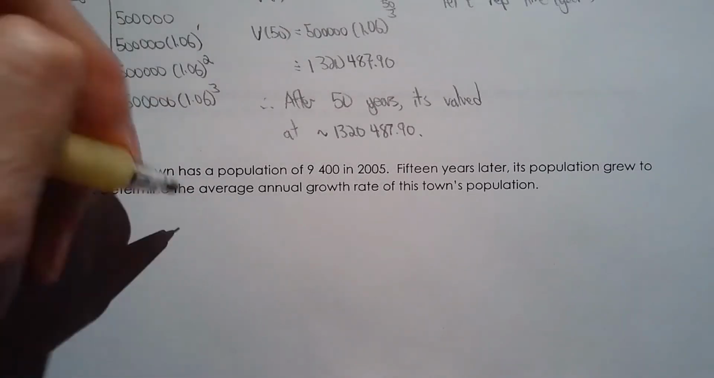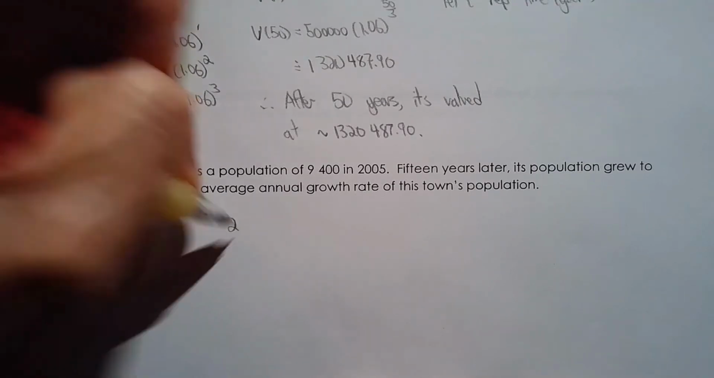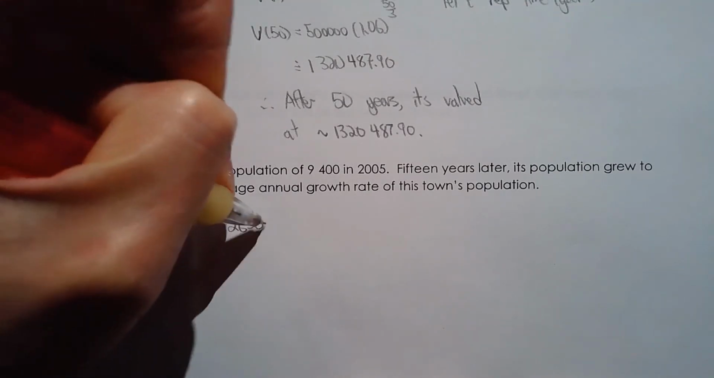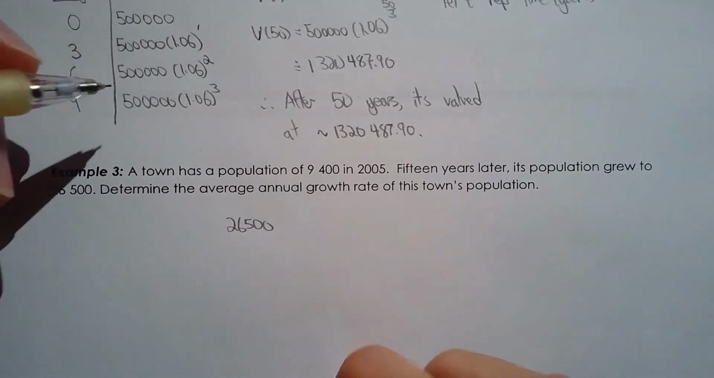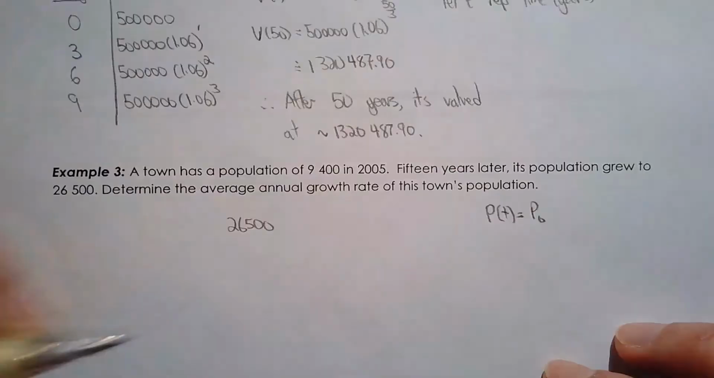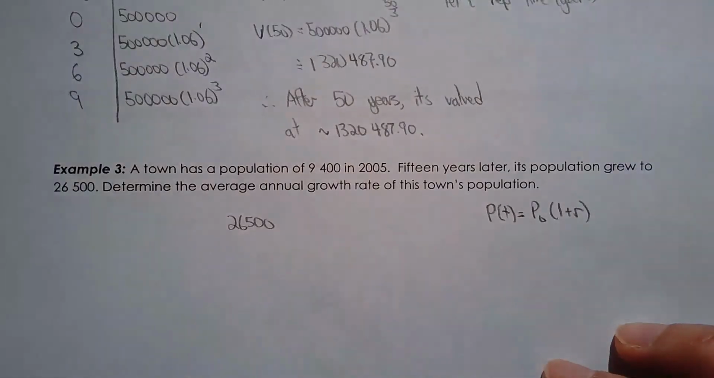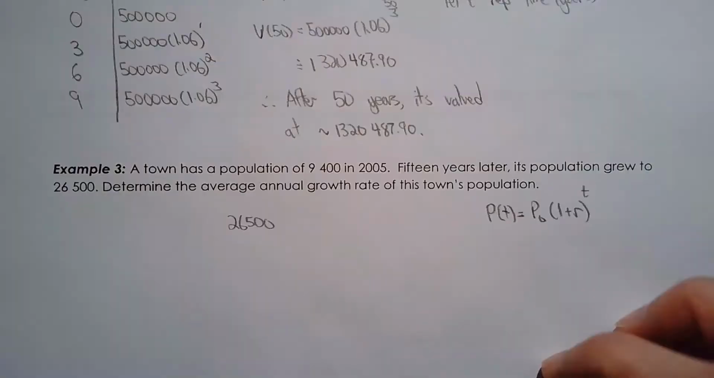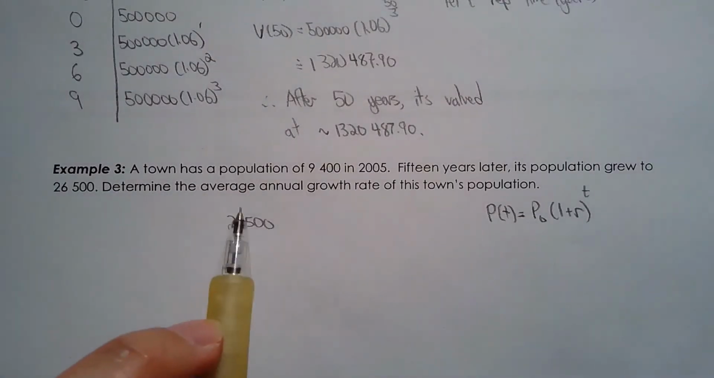So you have 26,500. You know what? Before I write this, I just want to show you something. The population as a function of time is the original population times 1 plus the growth rate. And let's say we're trying to solve for the annual growth rate, so it's a growth rate per year. The exponent should be t because it's per year.